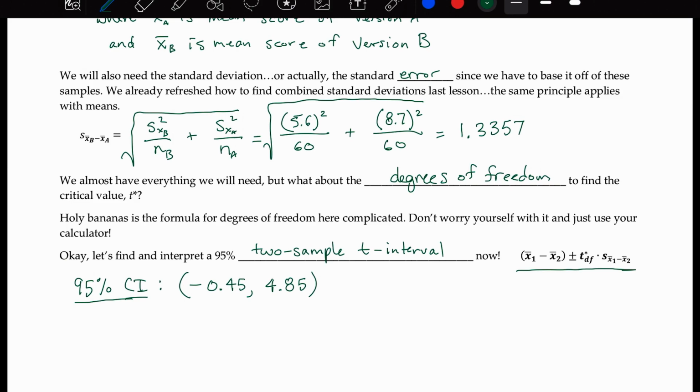All right, so we've got our confidence interval, which is from negative 0.45 to 4.85. And so now we are going to have a little interpretation. So why don't you go ahead and pause the video, interpret, and that'll be the first thing we'll discuss when we come into class.